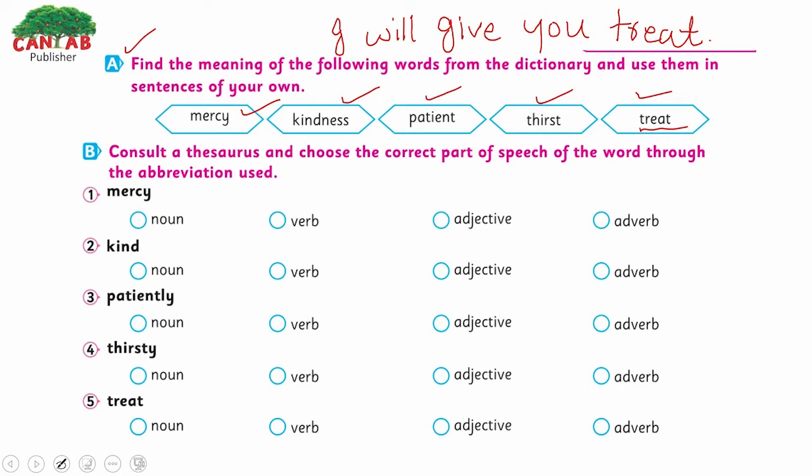Look at the section B here. Consult a thesaurus and choose the correct part of speech of the word through the abbreviation used. If you open your dictionary, your thesaurus, you will find these words will be given with the reference of parts of speech, whether it's a verb, adjective, adverb, or noun. For each word, we have 4 options given here. You need to understand the words first and then choose the right option carefully. For example, you need to tell if the mercy is a noun, a verb, an adjective, or an adverb.